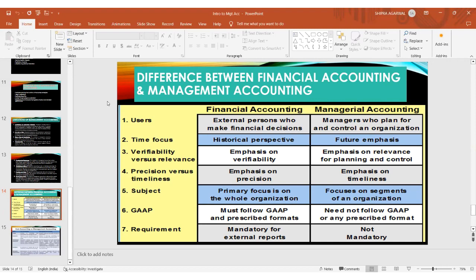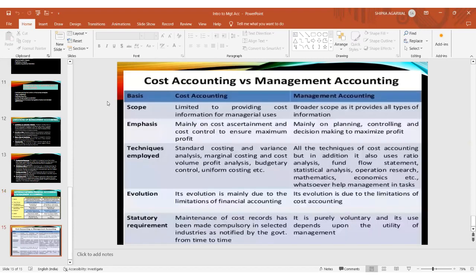As far as the requirement is concerned, financial accounting is mandatory. Whether you like it or not, you have to do it. But if I talk about managerial accounting, that is not at all mandatory. That's your choice. Whether you want to plan for your organization or you do not want to plan, that's your choice. Now we move on to cost accounting and management accounting.